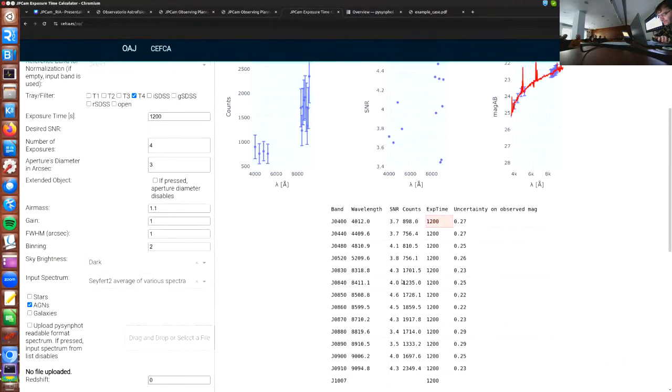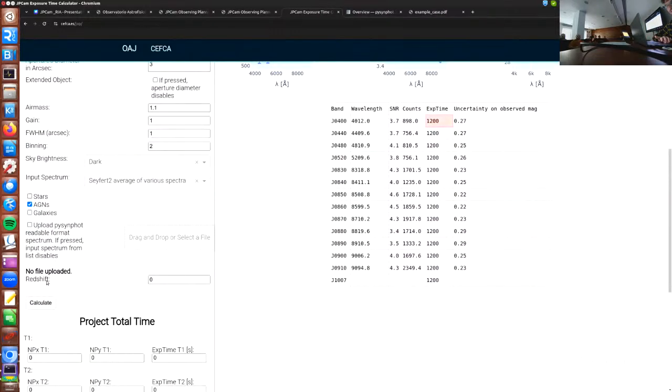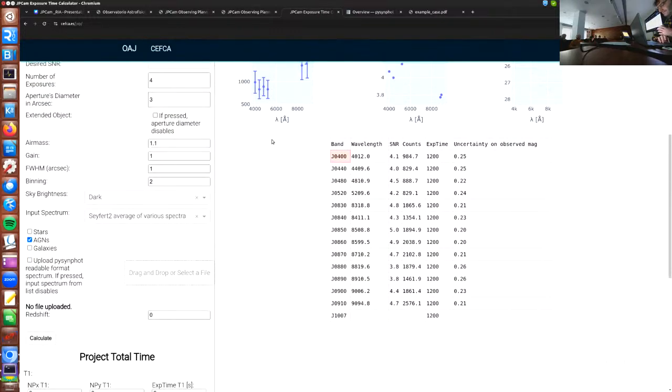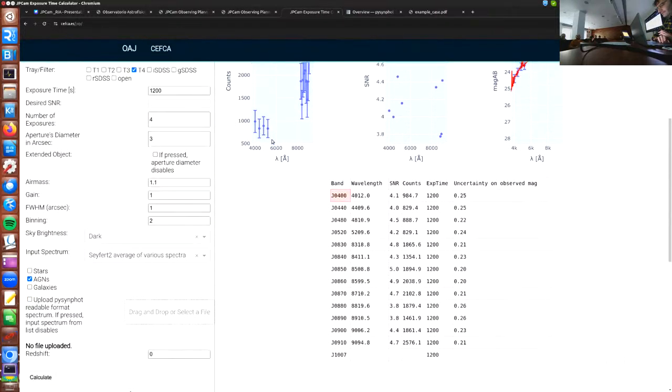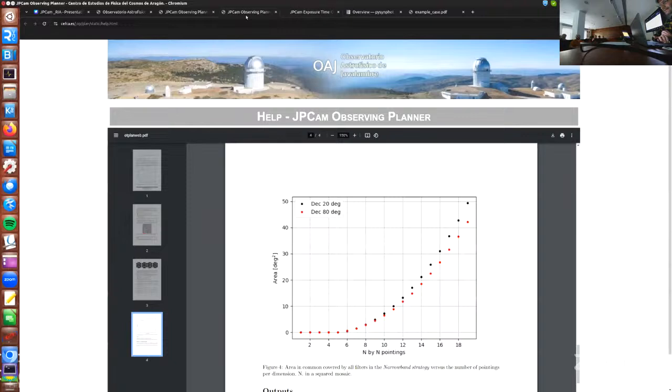Okay, now for the 400, you reach this 3.7 signal to noise. Well, I would like to have maybe at least 4, no? For example, the 4.1 is a good signal to noise ratio in your desired band, which is the 400 filter. Okay, so now we have the exposure time, which is 120. No, 100, no, 1,200, sorry. And then let's go for the area.